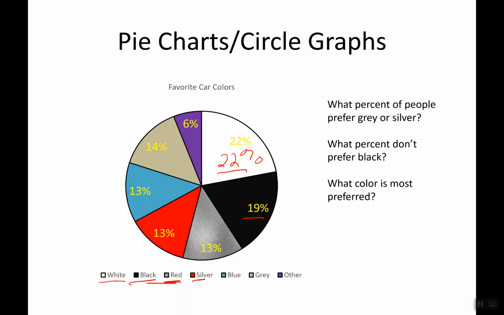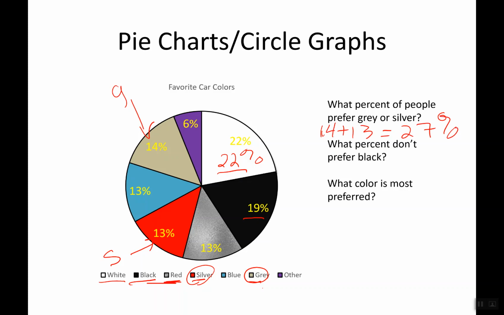So the first question says, what percent of people like gray or silver? So I make myself go to the bottom to the key, and it says gray is this color. This is gray. And then it says silver is actually this color. This is silver. So I have 14 and 13, which is 27%.